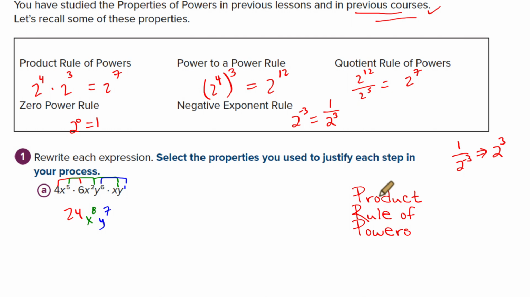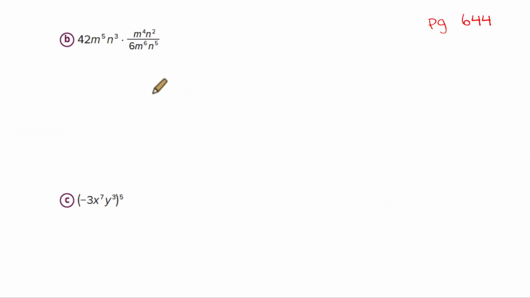All right, let's do number 2. By number 2, I mean letter B here. We're on 644 still. What am I going to do with this one? Well, let's put this all over 1. We'll kind of look at it that way. And I'm going to multiply the tops. So the 42 I'm just going to leave.